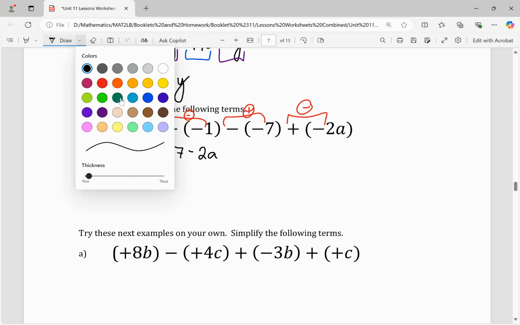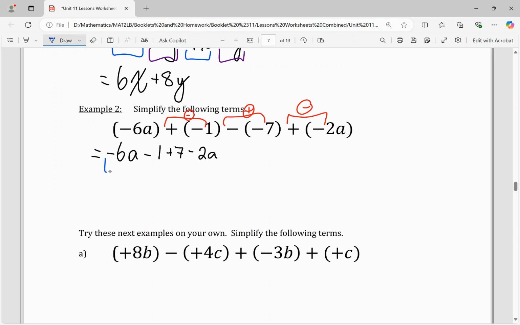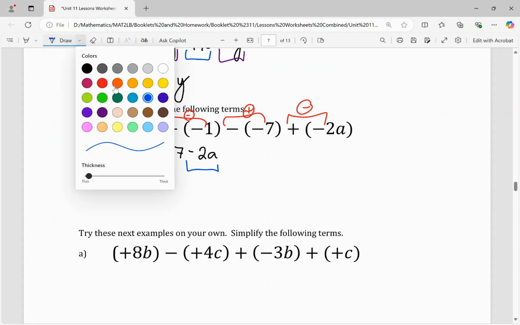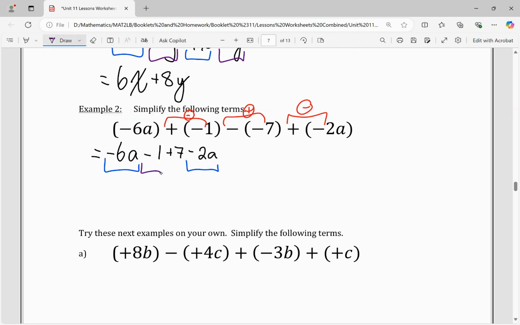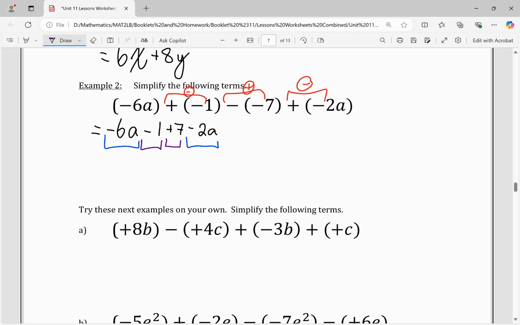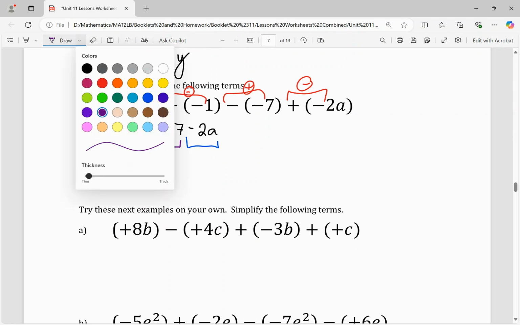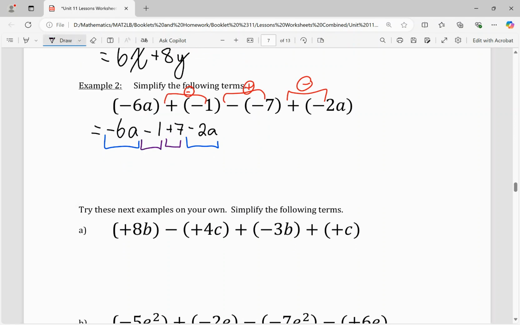So here we have two terms which are alike, which is the negative 6a and the negative 2a, but the other two terms don't have any variables at all. The negative 1 and the positive 7. We call those constants. And arguably, those are alike with each other because they both have no variable with no exponent. So again, we're in a situation where you can combine the blues and you can combine the purples, but you can't combine them with each other.